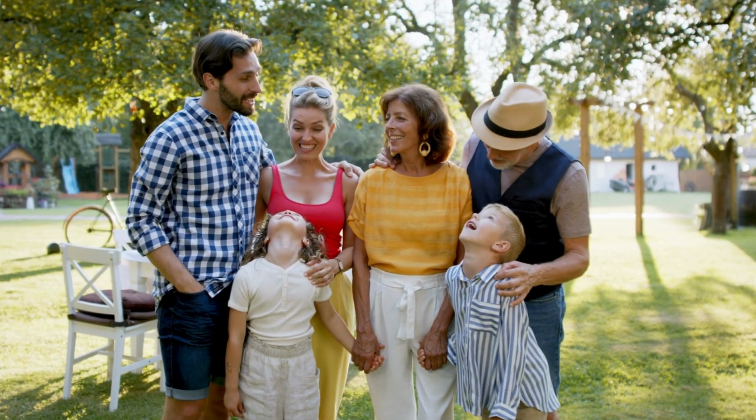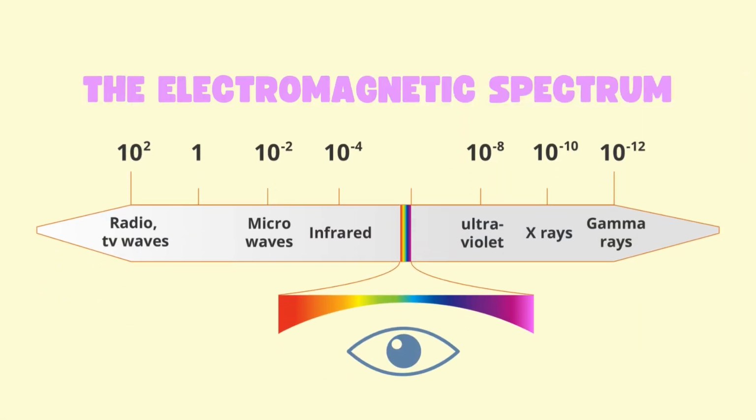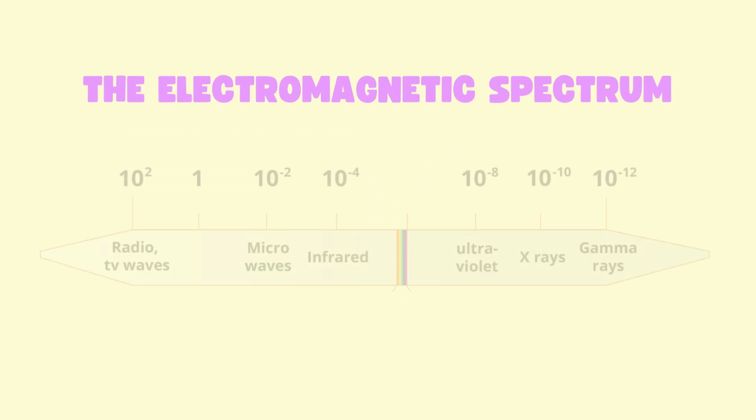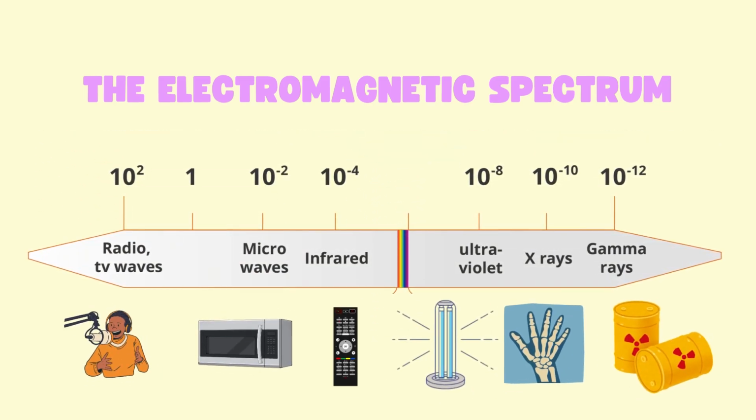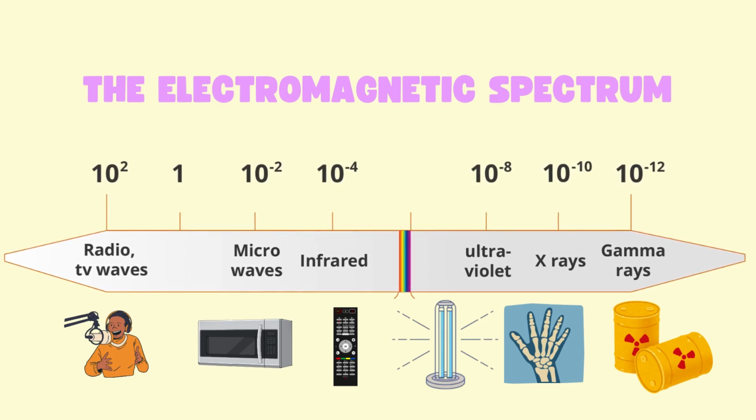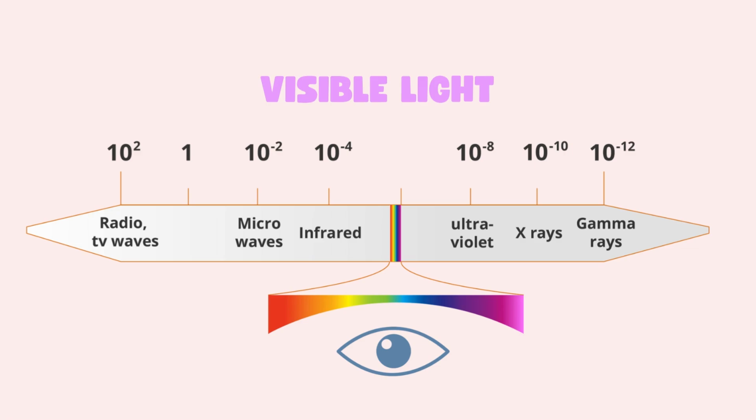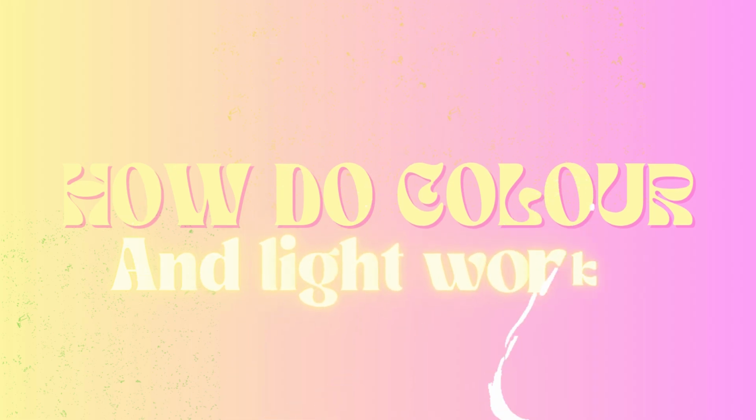Light waves are part of a much larger family called the electromagnetic spectrum, which includes not just visible light, but also invisible forms of light like radio waves, X-rays, and microwaves. However, our eyes can only detect a small part of the spectrum, the visible light spectrum, between 400 nanometers and 800 nanometers.